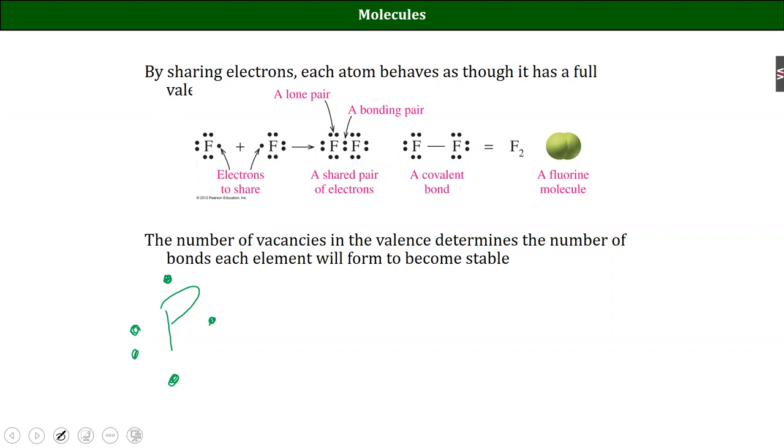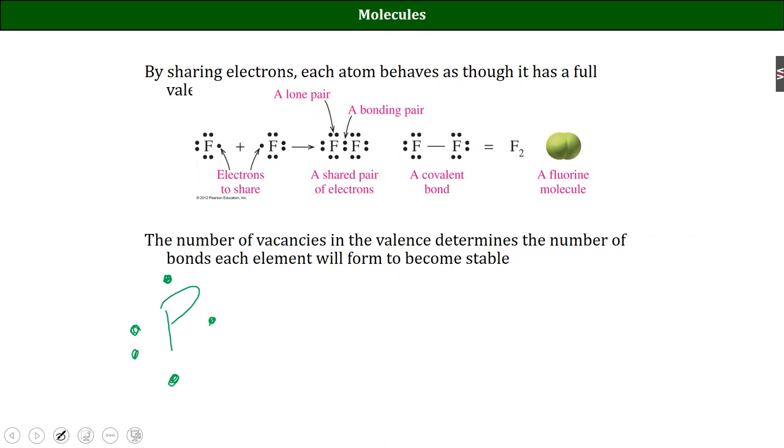The problem with that is that phosphorus has a d orbital involved. It doesn't have any electrons in the d orbital, but it's got an empty d orbital. It's not limited to following the octet rule. And so as a result, there's more than one stable way that you can have phosphorus make a covalent compound. So for instance, PCl3 or PCl5 are both stable compounds.